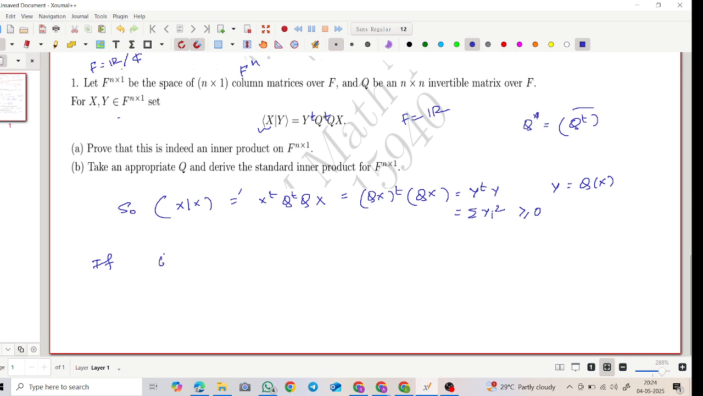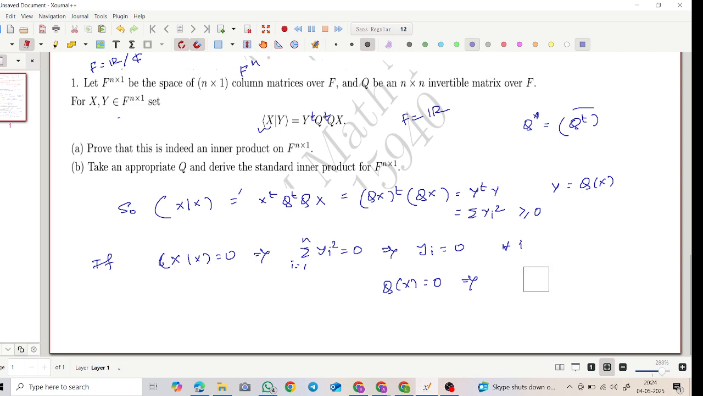So if X transpose X is 0, then we mean that the summation of yi squared is 0, by which we mean that yi squared is 0, in particular yi is 0 for all i. By that we mean QX is 0, and by that we mean X belongs to the kernel. I mean, you can directly write X equals 0 because Q was invertible.